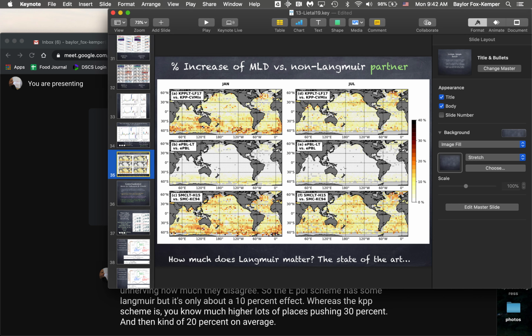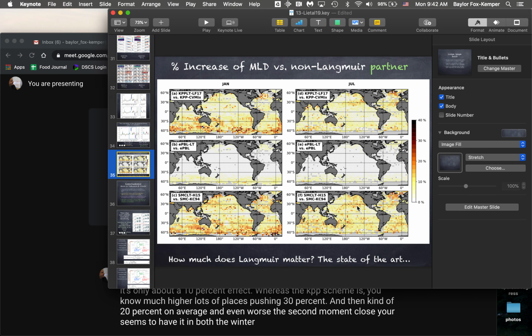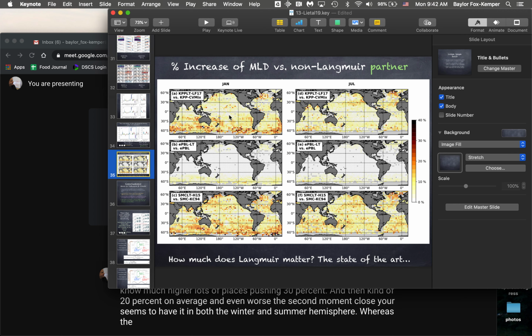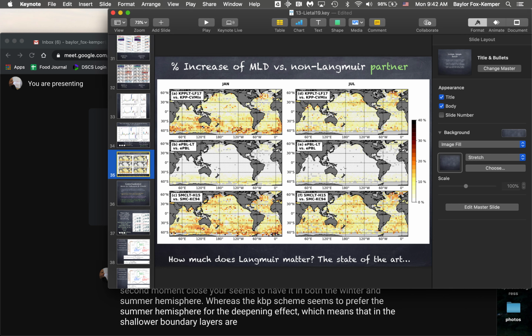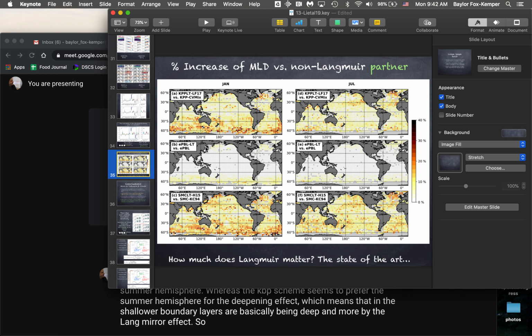And even worse, the second moment closure seems to have it in both the winter and summer hemisphere, whereas the KPP scheme seems to prefer the summer hemisphere for the deepening effect, which means that the shallower boundary layers are basically being deepened more by the Langmuir effect. So this is pretty complicated. This is not showing that we really know how to do this yet.